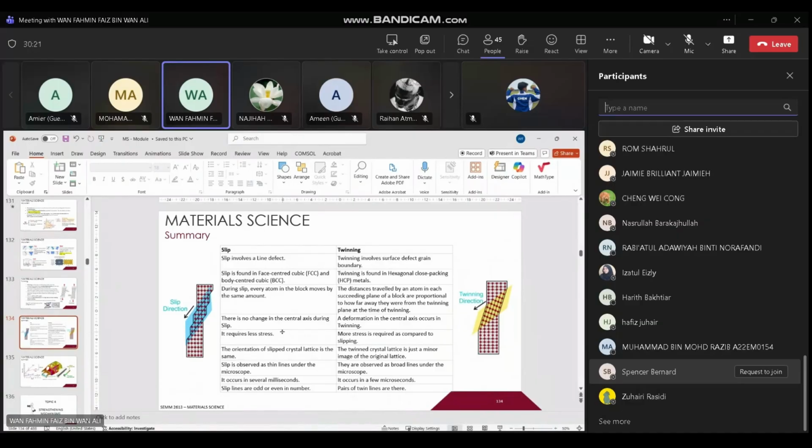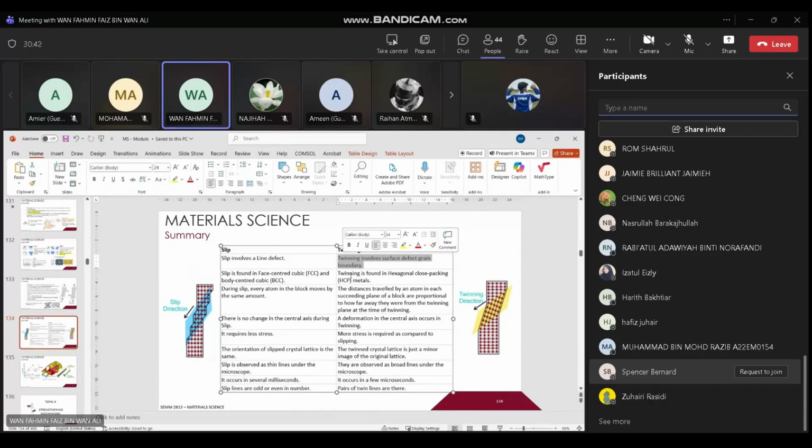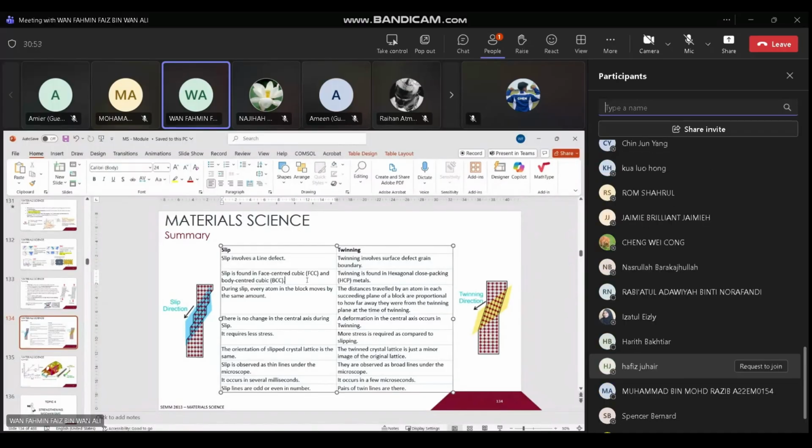The comparison between twinning and slip. Slips involve a line defect, and you have two types: edge dislocations or screw dislocations. Twinning normally occurs on a surface defect, which is at the grain boundaries. Slip most of the time occurs in FCC and BCC materials, whereas HCP has limited slip deformation, with slip systems occurring on the basal plane.